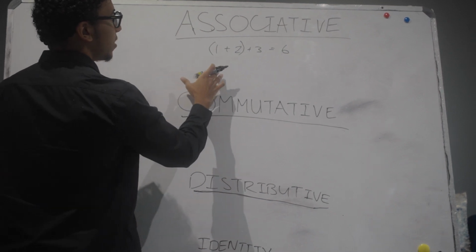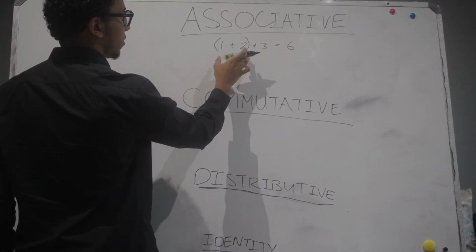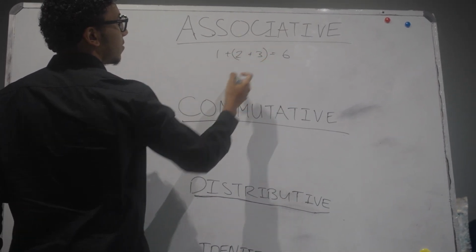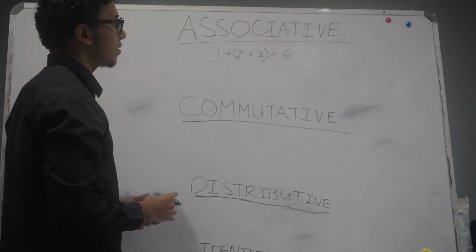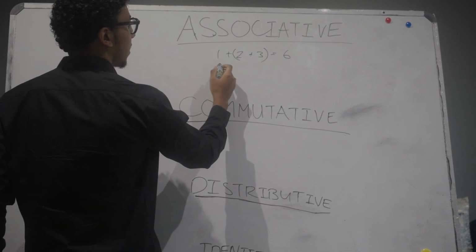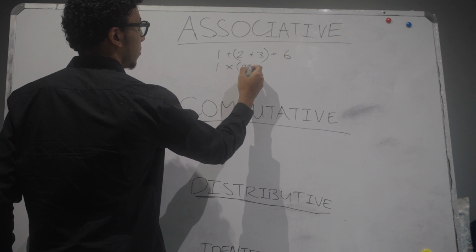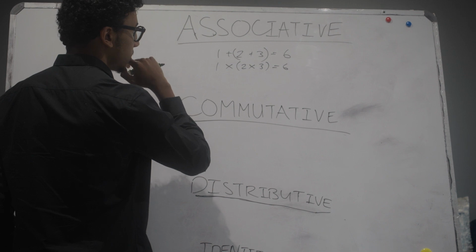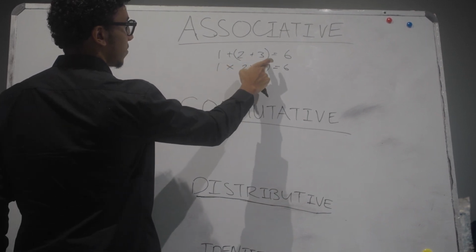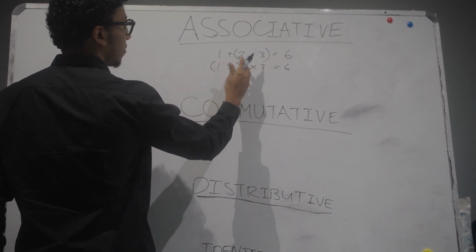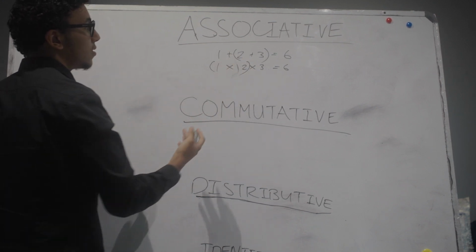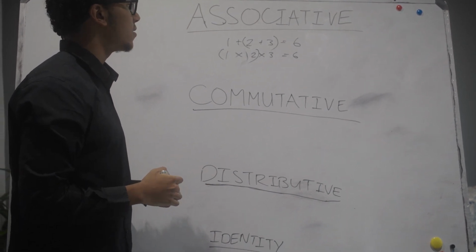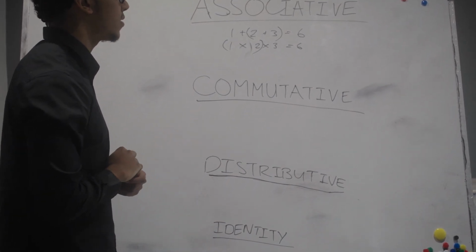No matter how we associate the brackets with the numbers or group them, if we change the bracketed numbers to these last two, the answer will still be 6. And that works with addition and multiplication. So if it's 1 times 2 times 3, it will be 6. And if we change this again with 1 times 2 in brackets, that's how it works with multiplication and addition. We'll get the same answer regardless of the bracketed numbers.